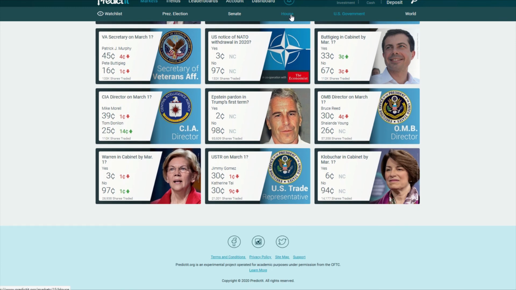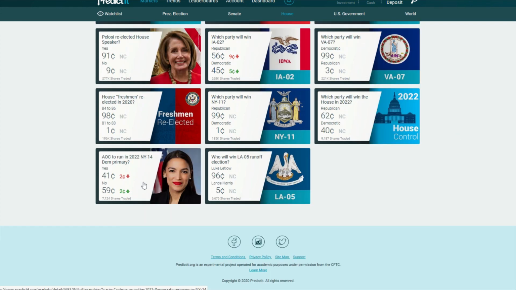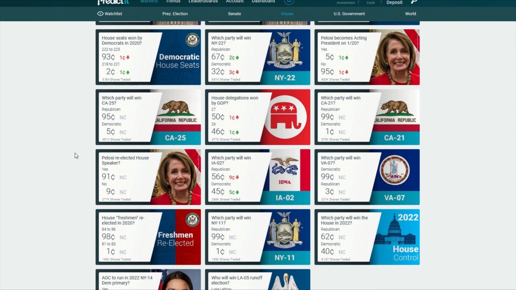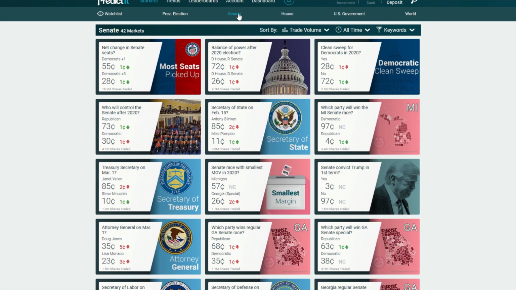And you could also bet on different seats of the House, as you can see here, who would control the House, who would control the Senate, and even go as detailed as will AOC run in the 2022 New York 14th District Democrat primary. So there are many different bets. And say if you are someone who's in New York, you would probably have more information on what's going on in New York and you could only bet on those things. And same goes for other states as well.